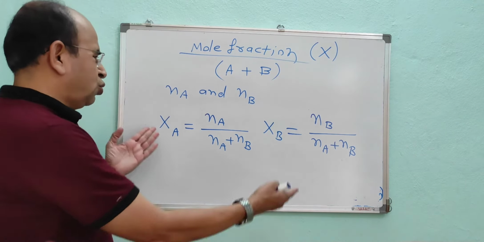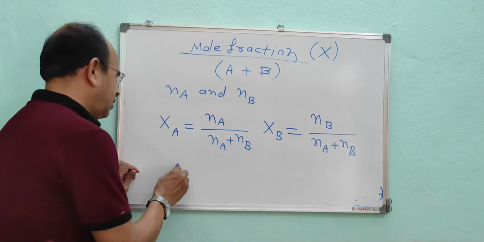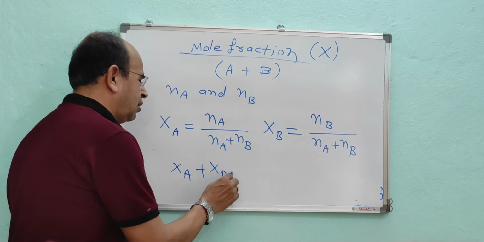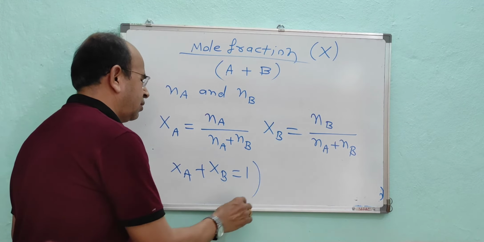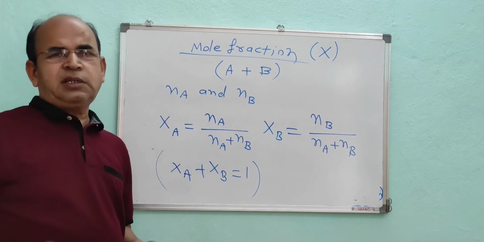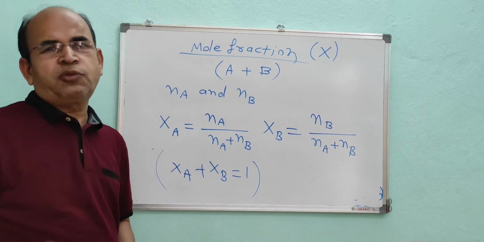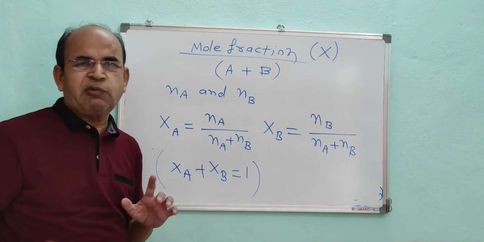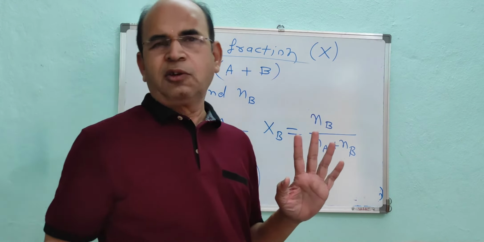So from these two equations, it is very clear that Xa plus Xb is equal to 1. That means the sum of the mole fractions of all the components in the solution is always equal to 1. Okay?